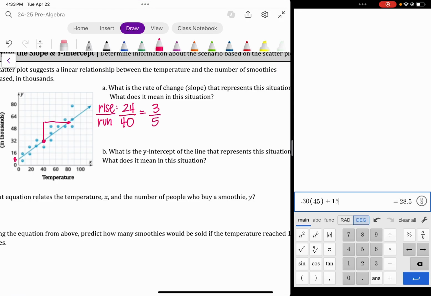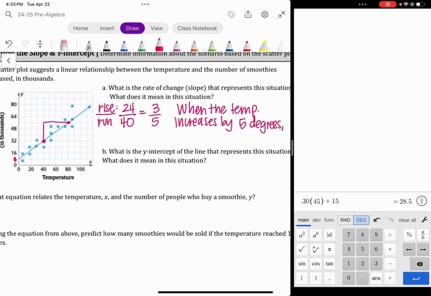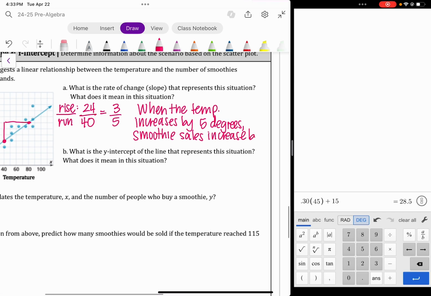So my rise means for every 3 smoothies. Well, we really need to talk about how the temperature changes. When the temperature increases by 5 degrees, smoothie sales increase by 3.